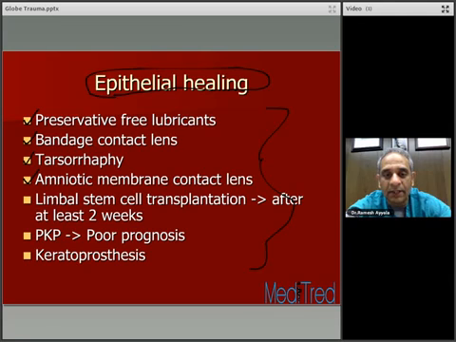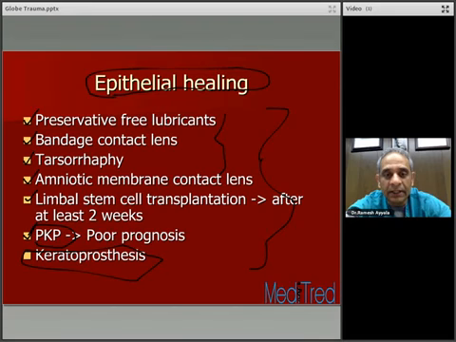either as a graft or as a contact lens, limbal stem cell transplantation after at least 2 weeks of trying the other techniques which are non-invasive. Lastly, should the cornea melt, you may consider an emergency cornea transplant. Prognosis is poor, and there's a role for keratoprosthesis, especially in severe chemical burns, and there are type 1 and type 2 Boston keratoprosthesis. Depending upon the severity of the burn, patients are selected to have type 1 or type 2.